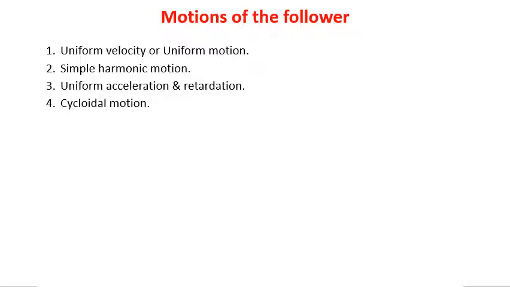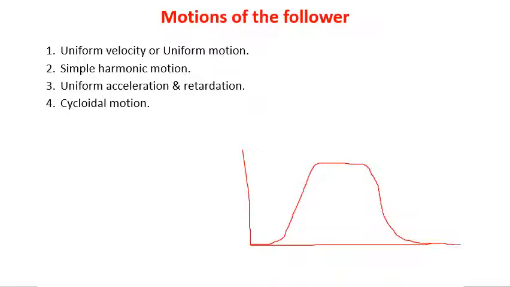or uniform motion. As we discussed in the first class, there are different strokes. The first one is a rise, dwell, rise, dwell, return, and again dwell. So this is a dwell. This is rise or outstroke. This is again dwell period. This is return, and this is again dwell period. So here rise and return, these two strokes are important.